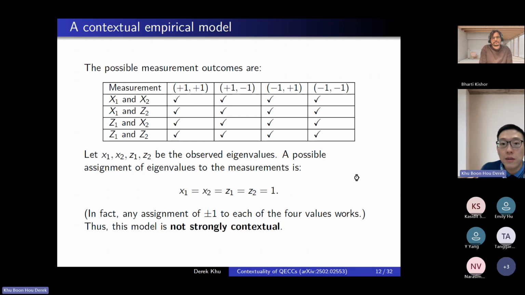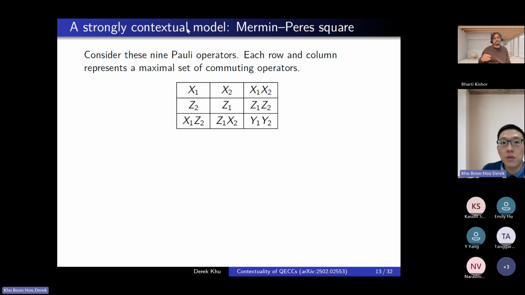So an example of something which is strongly contextual would be the Mermin-Peres square. If we look at these 9 Pauli operators, each row and each column is a maximal set of commuting operators. So each row would commute and each column would commute, but they would not jointly commute with anything else.